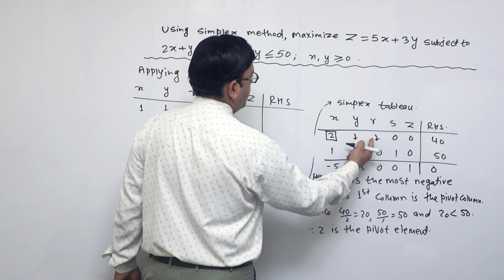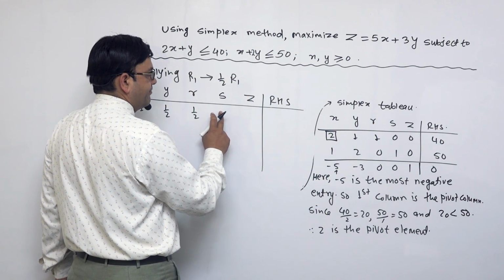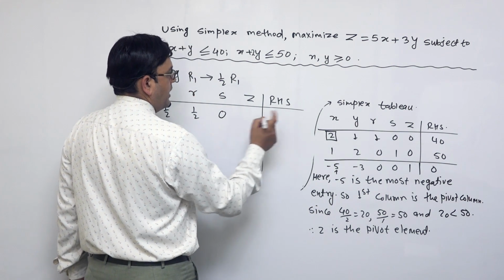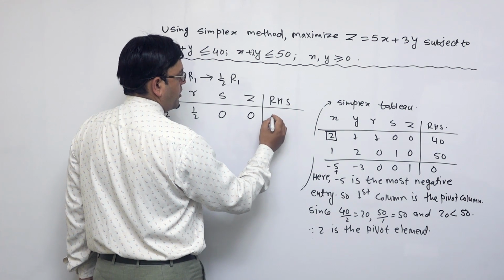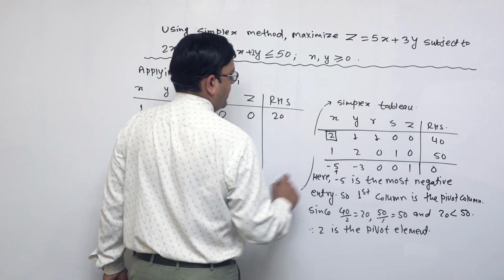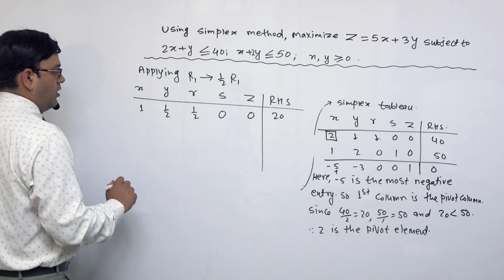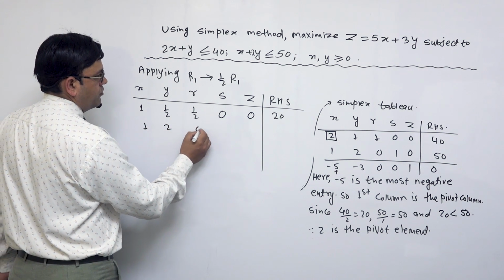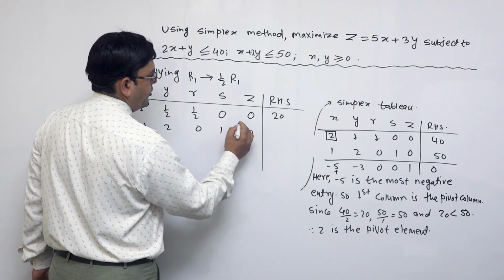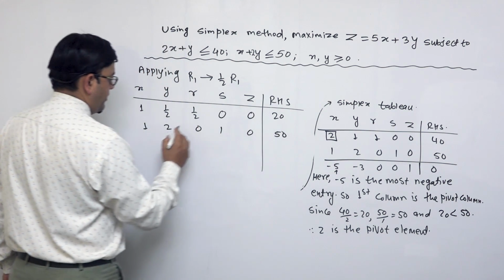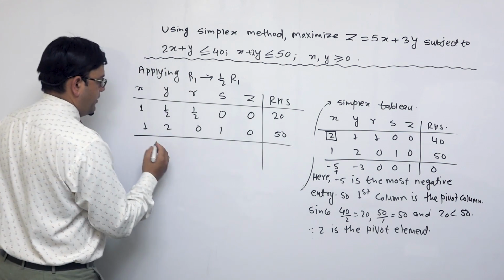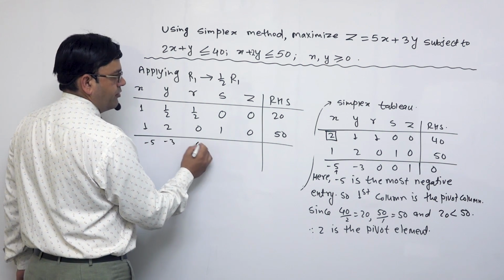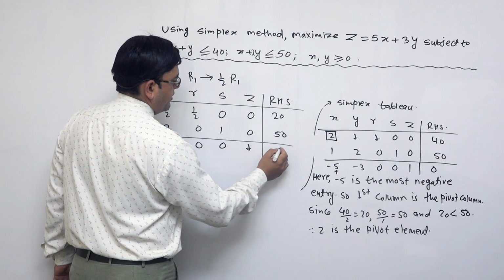And then we have S, 0. So 0 times 1/2 is 0. And Z is also 0. And then 40 times 1/2 is 20, 40 and 2 cancel. We have again 1, 2, 0, 1, 0, and then this one is 50. And the third row is the same, -5, -3, 0, 0, 1, and then 0.